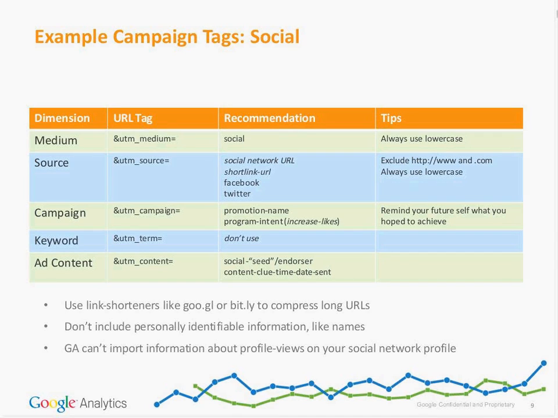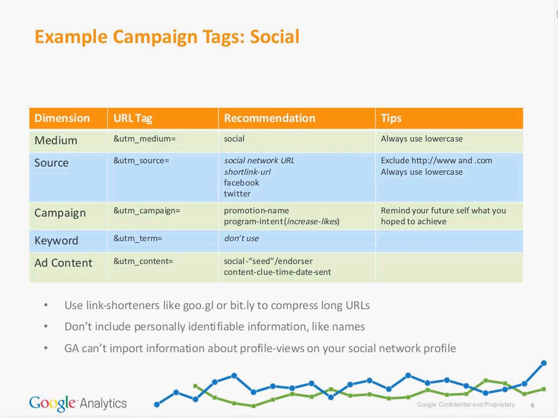So, I mentioned using short link shorteners to compress long URLs. When you put together a long string of URL parameters, it can get rather long and sometimes a little ugly. So consider using a link shortener. You're probably already doing this. One important thing to note: when you use a link shortener, in a majority of cases, it looks like they came direct.